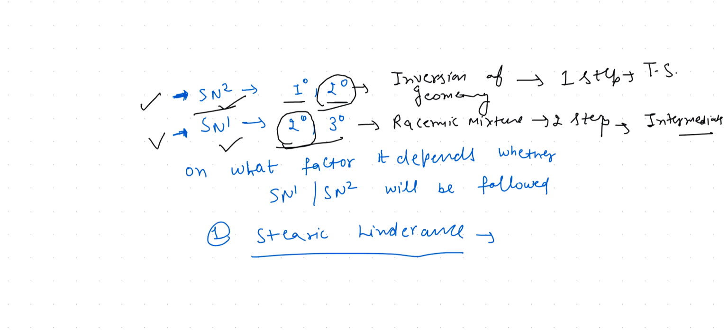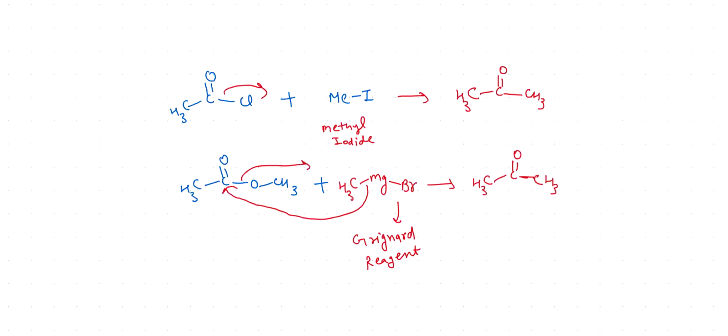So the first reason was steric hindrance. If the substrate is sterically hindered, then it will always follow the SN1 mechanism. If it is not sterically hindered, it will follow the SN2 mechanism.